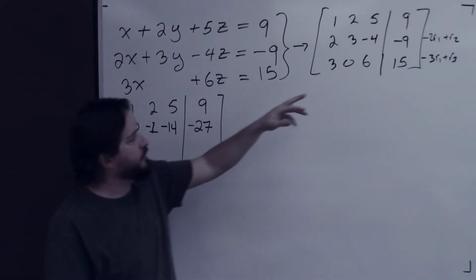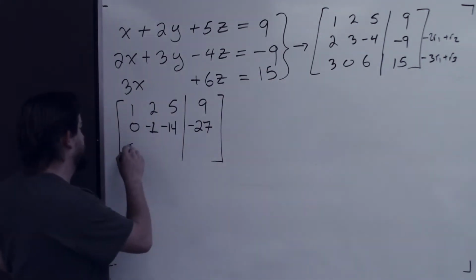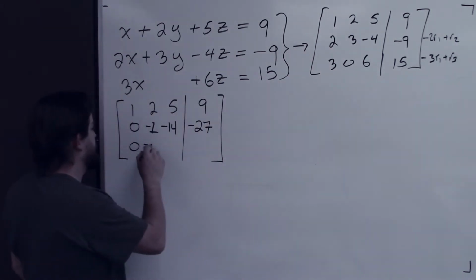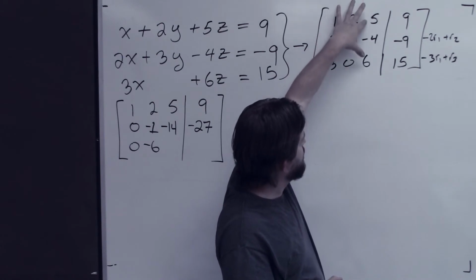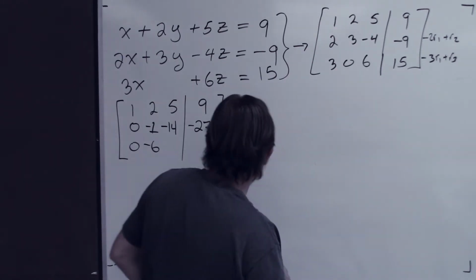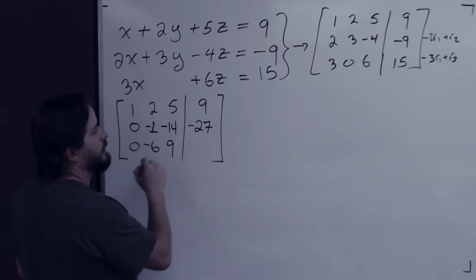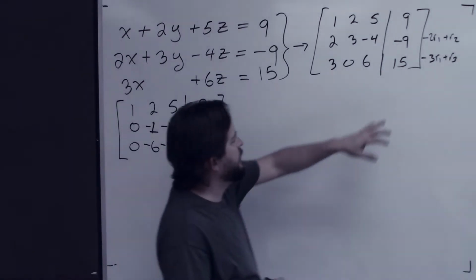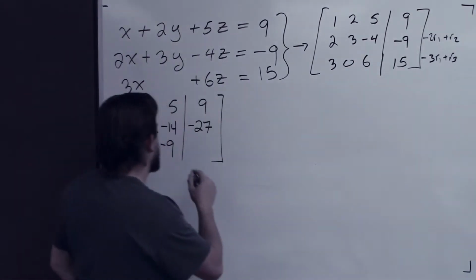Row 3 is -3 row 1s plus row 3, so -3 and 3 is 0. -6 and 0 is -6. -15 and 6 is -9. And then -3 times 9 is -27, plus 15 would give me -12.